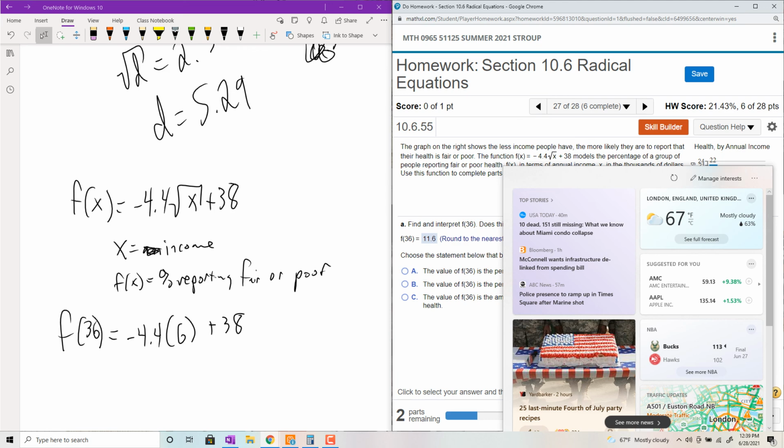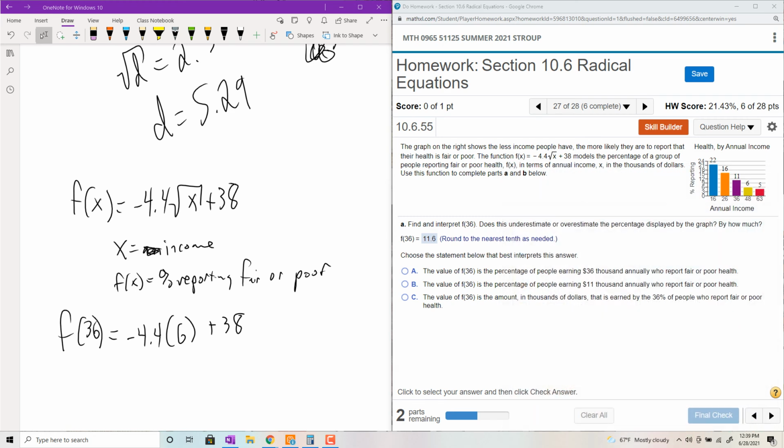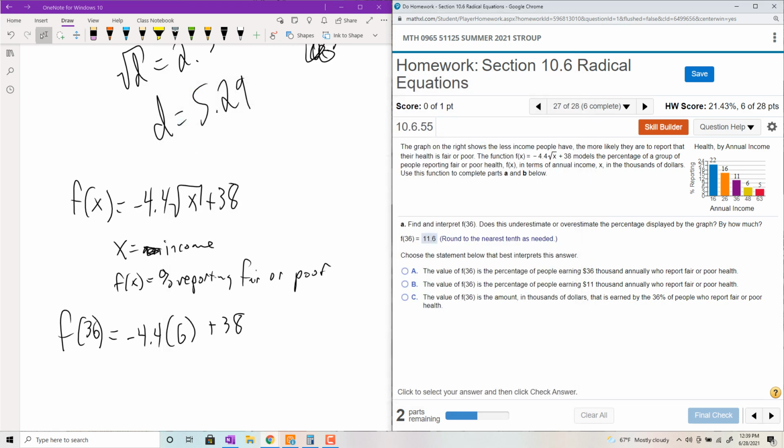And for some reason my computer is helping me. I don't want to see any news at all. What the heck is this thing? No, I don't want it. How do you close it? Jeez, oh man.